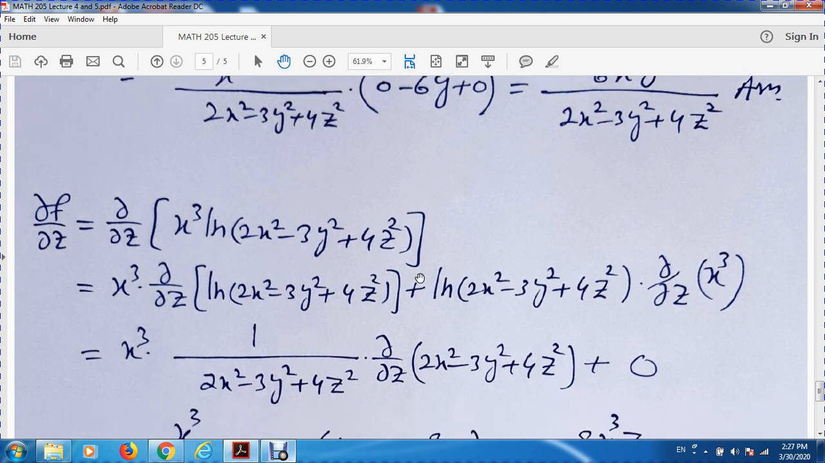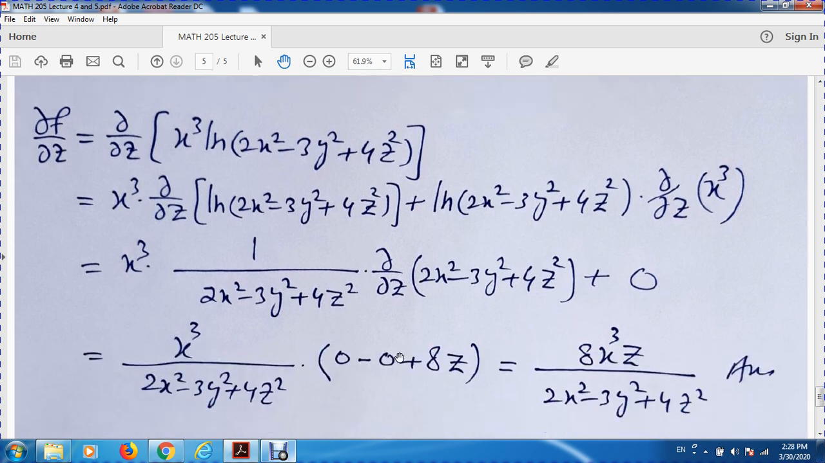Similarly, I can find the partial derivative with respect to z. Again, you can use the same product rule, or you can solve this directly. If you use the product rule, you write the first function the same, and then you write the derivative of the second, plus you write the second function the same times the derivative of the first, and we are talking about with respect to z. So here x^3, and first you write the derivative of this with respect to z. The main function is ln, so you write its derivative, which will be 1 over this, and then the derivative of the inside, plus the derivative of x^3 with respect to z, which will be 0. So 0 multiplied by this, all will be 0.